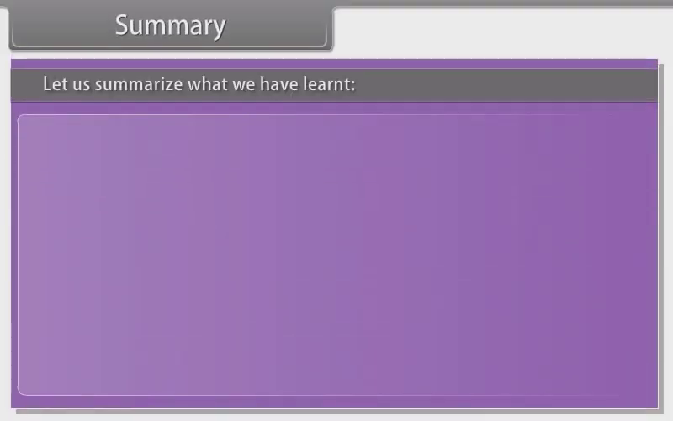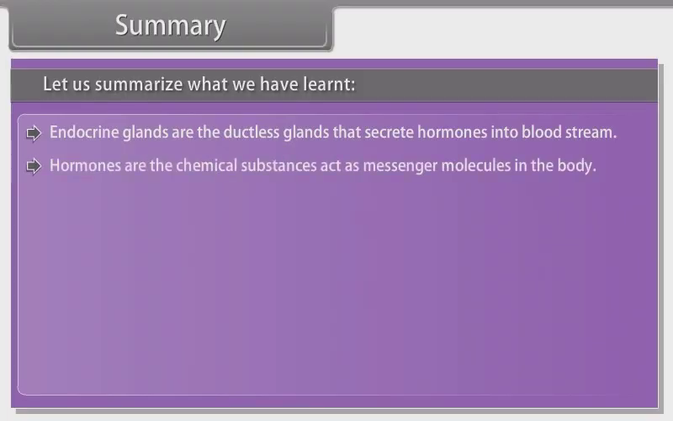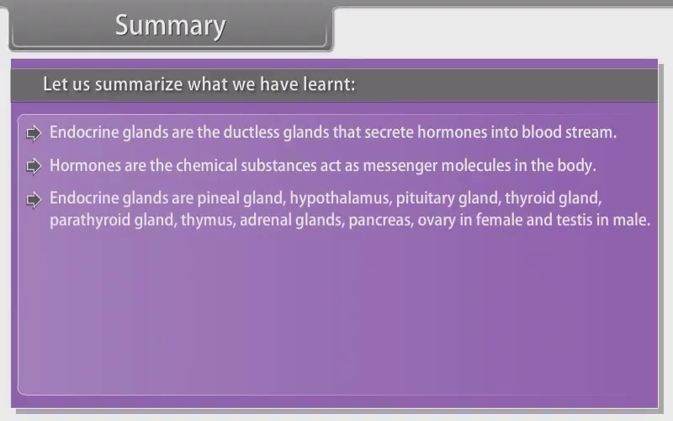Summary. Let us summarize what we have learnt. Endocrine glands are the ductless glands that secrete hormones into the bloodstream. Hormones are the chemical substances that act as messenger molecules in the body. Endocrine glands are pineal gland, hypothalamus, pituitary gland, thyroid gland, parathyroid gland, thymus, adrenal gland, pancreas, ovary in female, and testes in male.